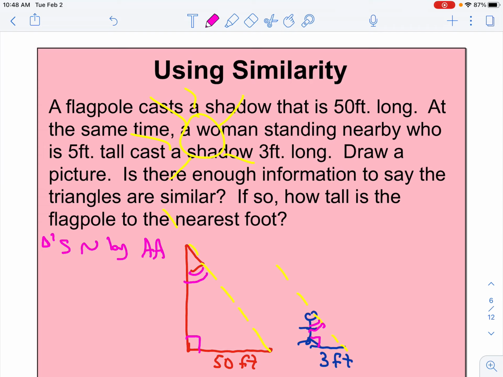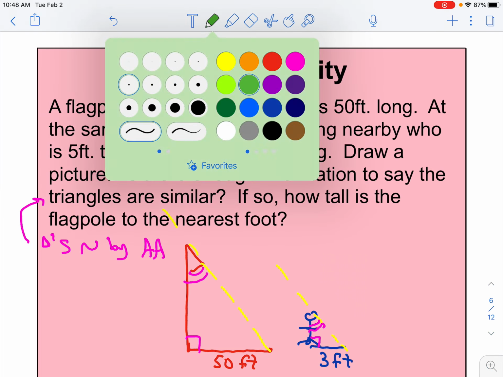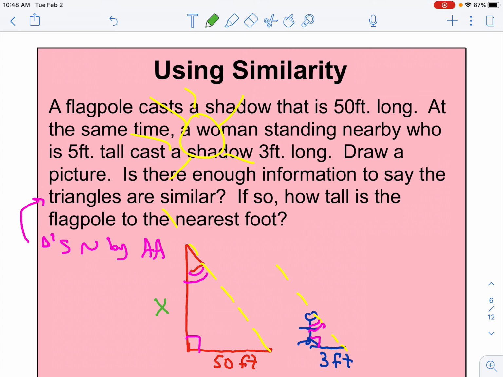Now we can use that information of similar triangles, because we know the ratio of the sides are going to be in the same proportion, to find this missing information. I didn't even read the rest of the question. If so, how tall is the flagpole? So we want to find out how tall the flagpole is, and we know that the woman is 5 feet. So I know that the ratio of the sides of their shadows, 3 to 50, is going to be the same ratio as the heights of the person and the flagpole.